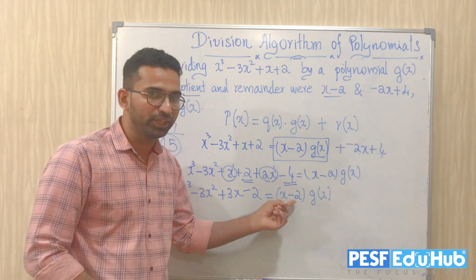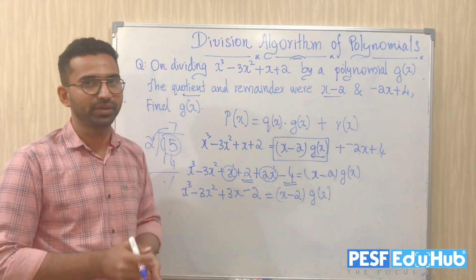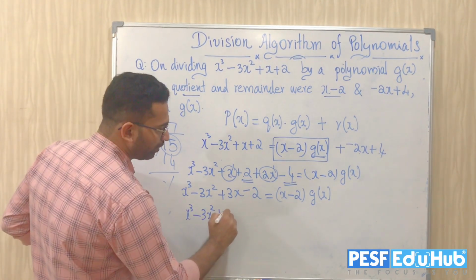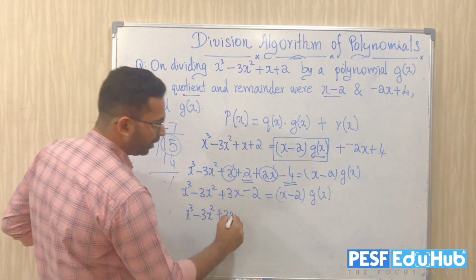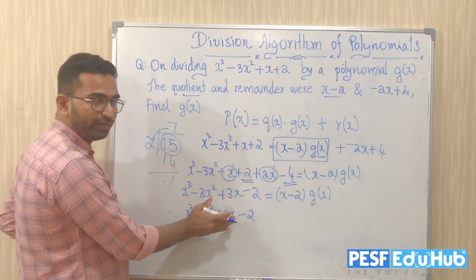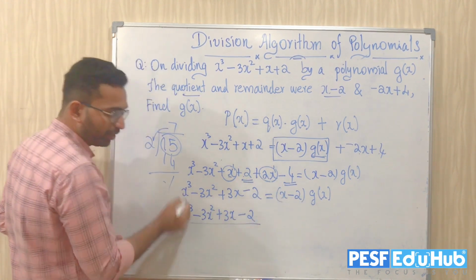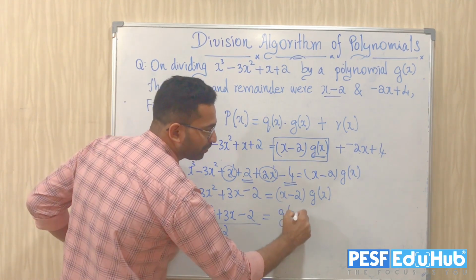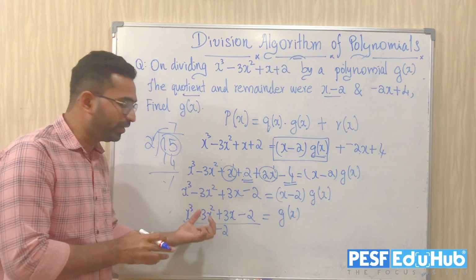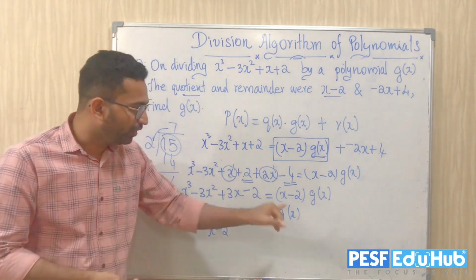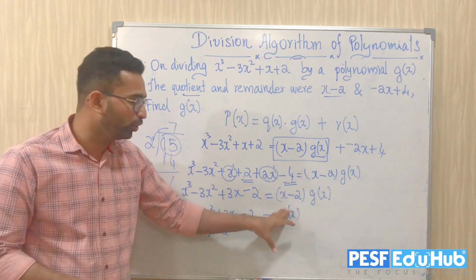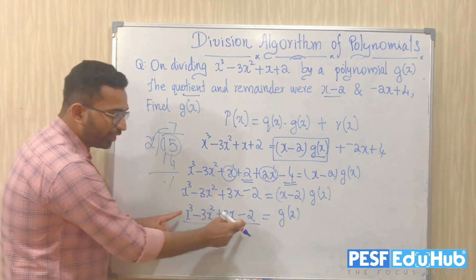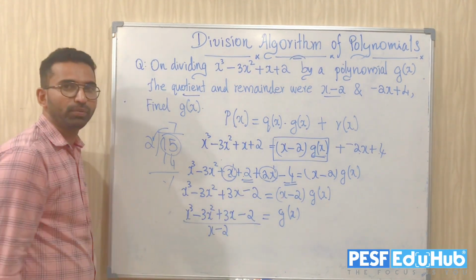When I take this x minus 2 to the other side, it becomes division. So I write x cube minus 3x square plus 3x minus 2 on the left hand side, and when I take x minus 2 across, it becomes division: x cube minus 3x square plus 3x minus 2 divided by x minus 2 equals g of x. So finally, if you want to calculate g of x, you have to divide a particular polynomial by another polynomial.